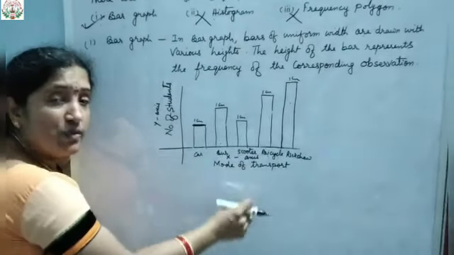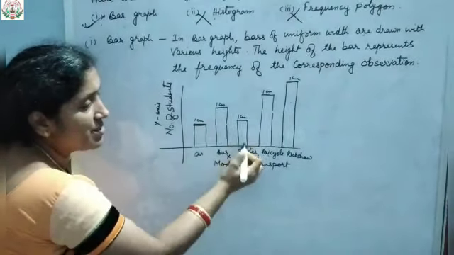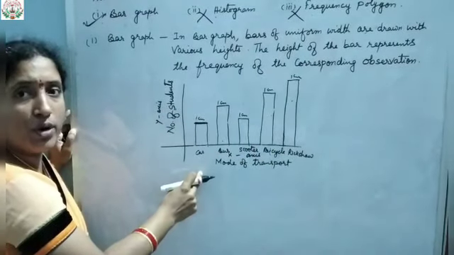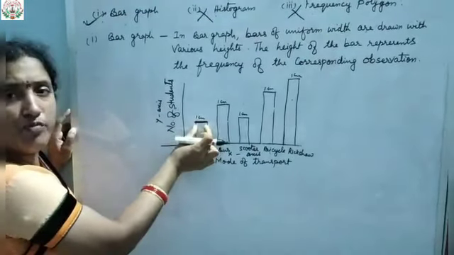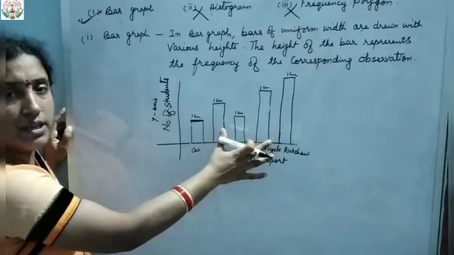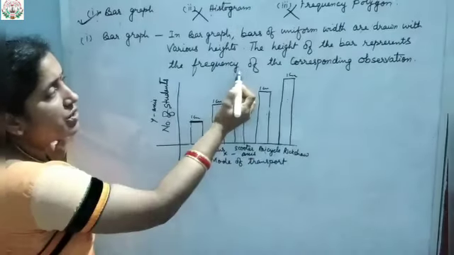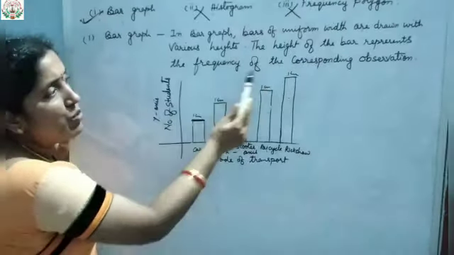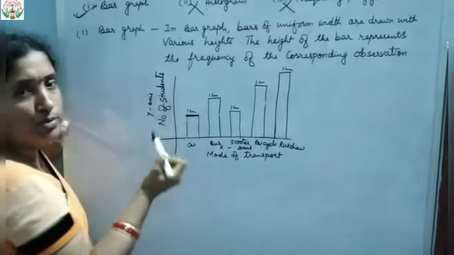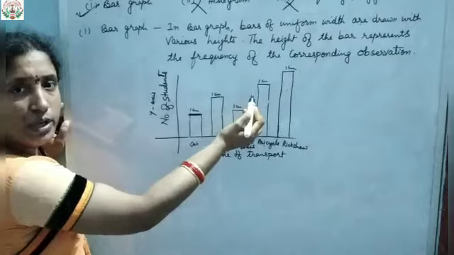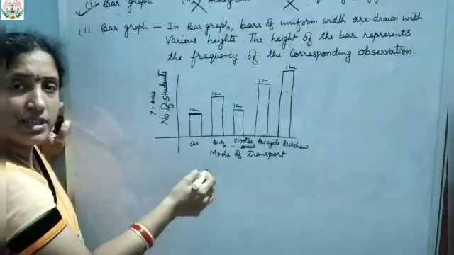So based on frequency only this height increases. So height can be higher or lower, but the width cannot be reduced or increased. Clear, children? Understood? That is what the definition is. The height of the bar represents the frequency of the corresponding observation. So this height represents the frequency, and that may increase or decrease.